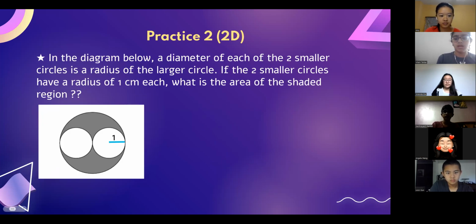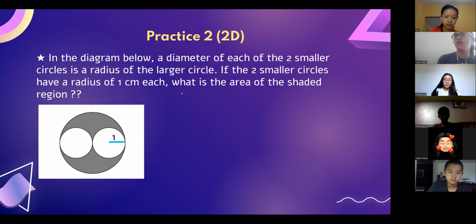Okay, I can do this problem. In the diagram below, the diameter of each of the 2 smaller circles is the radius of the larger circle. If the 2 smaller circles have a radius of 1 centimeter each, what is the area of the shaded region?